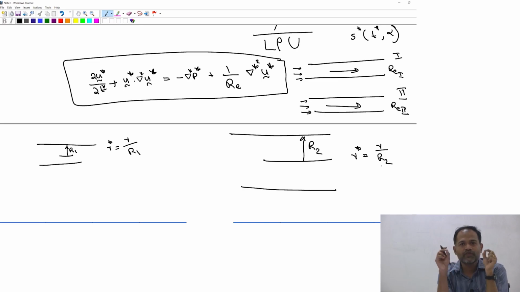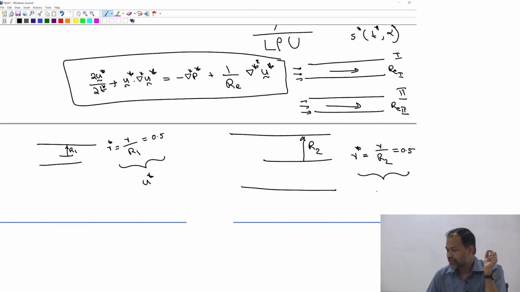Okay, so on the scale of that 0 to 1, whatever velocity that you get will remain the same. Here you mean the one on the left hand side and the one on the right hand side. So let's say you are looking at a point R star is equal to 0.5. Here also you are looking at a point R star is equal to 0.5. Your equations would give you a U star here. Here it will give you a U star. The U star on the left hand side and the U star on the right hand side is going to be the same.